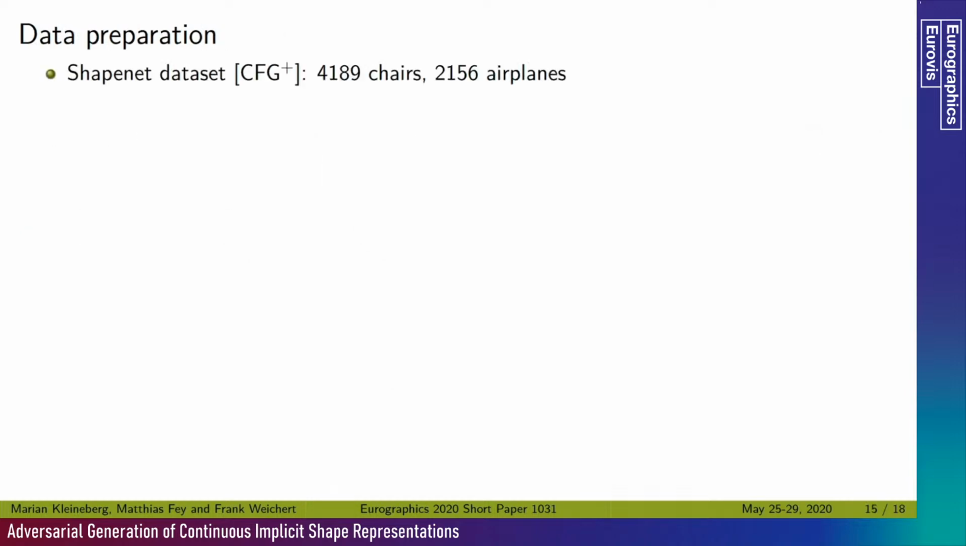For our project, data preparation turned out to be a non-trivial task. We worked with the ShapeNet dataset and especially the chairs and airplanes categories. The task is to determine the SDF given a mesh and a set of query points. These query points could be a voxel grid in the case of the voxel discriminator, or an arbitrary point cloud in the case of the Pointnet discriminator.